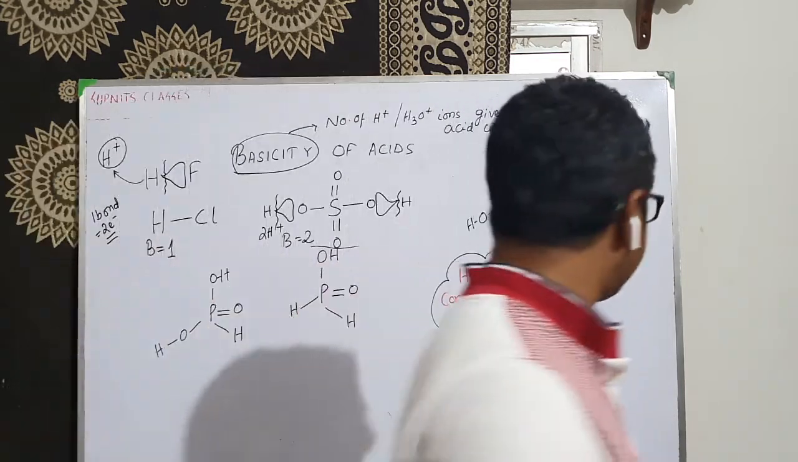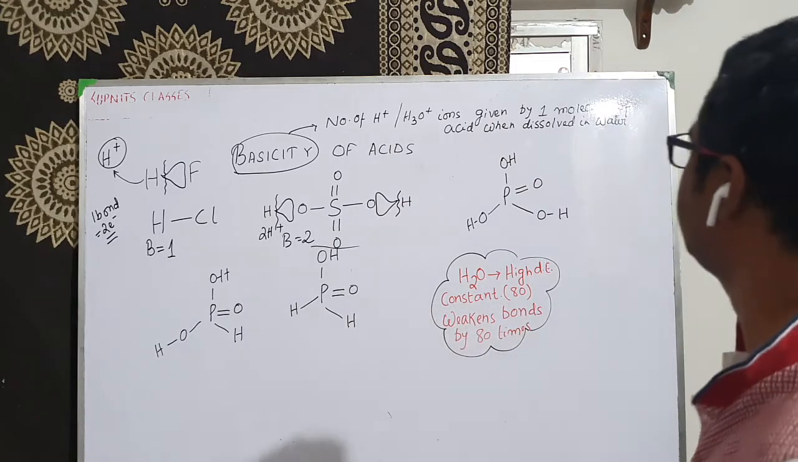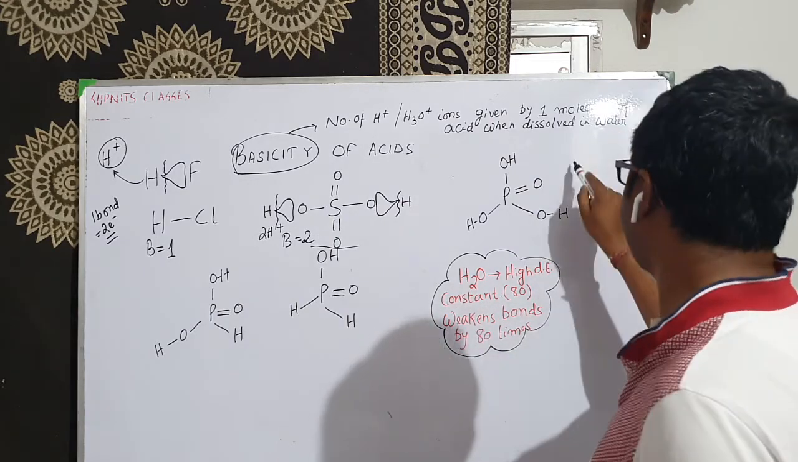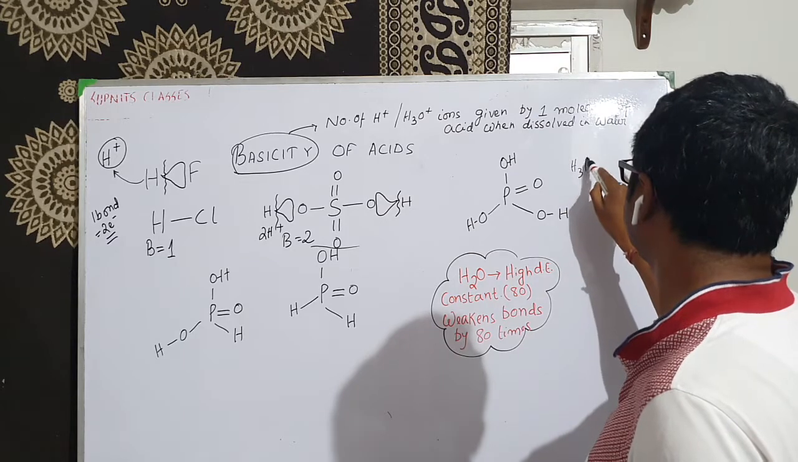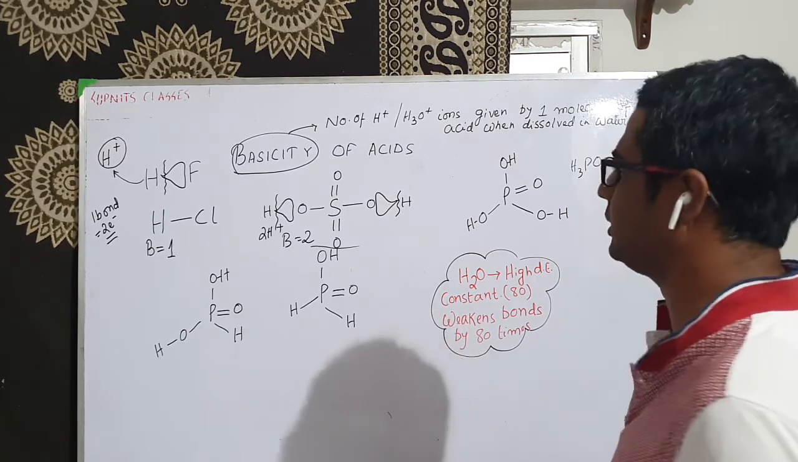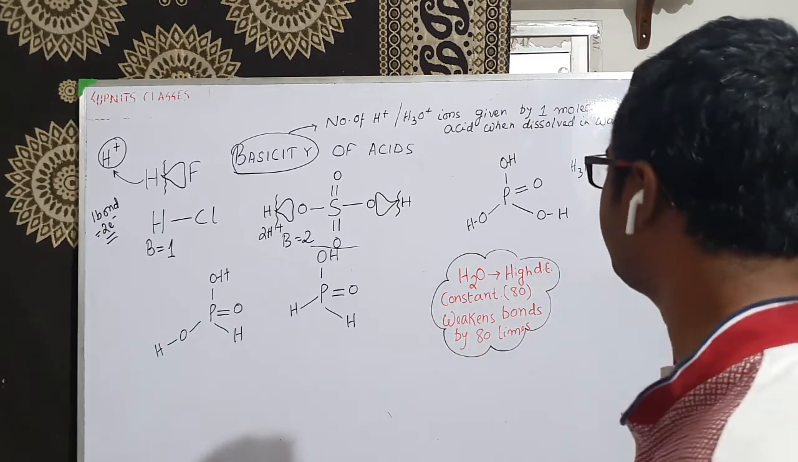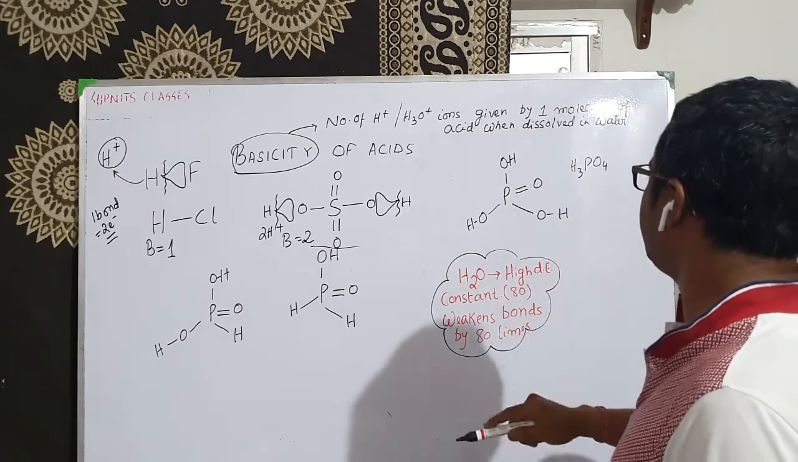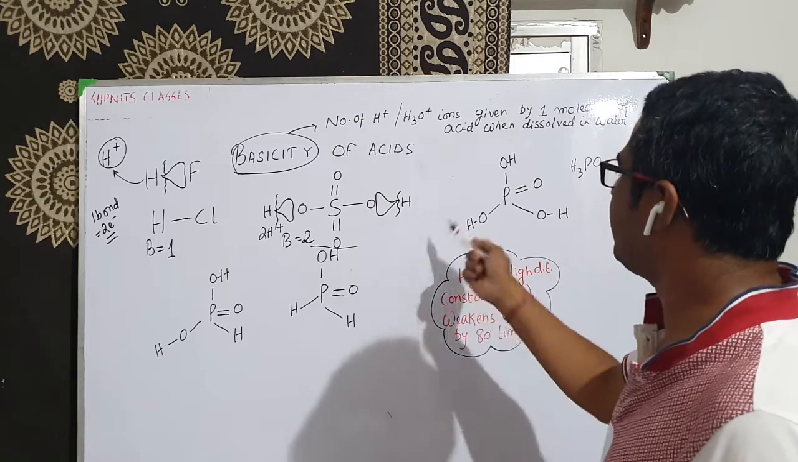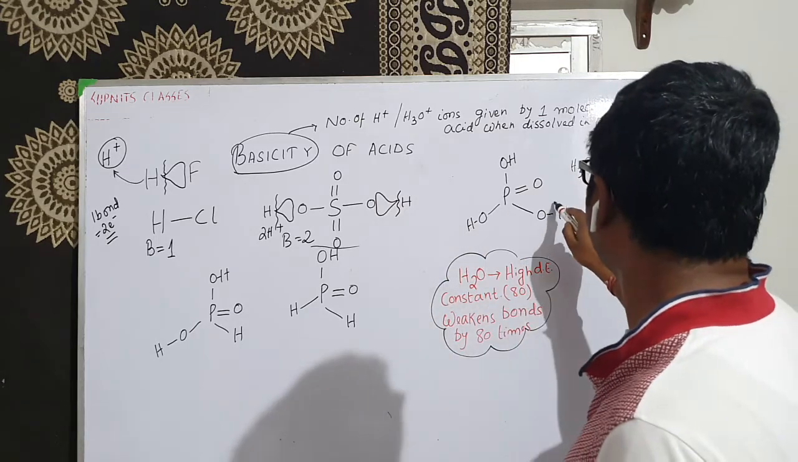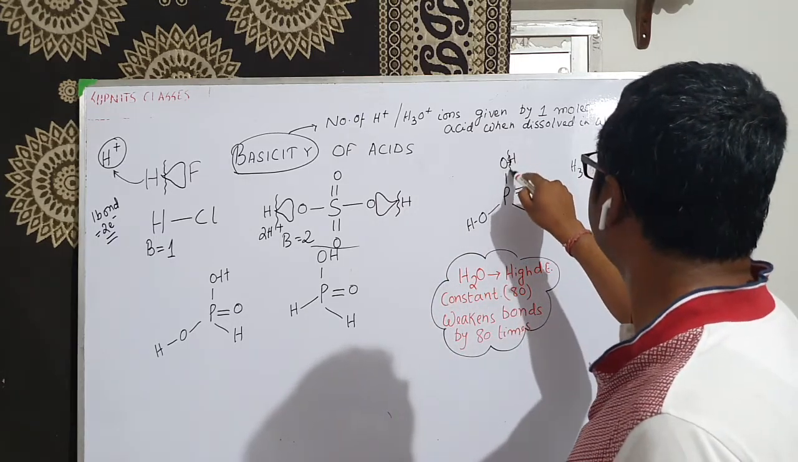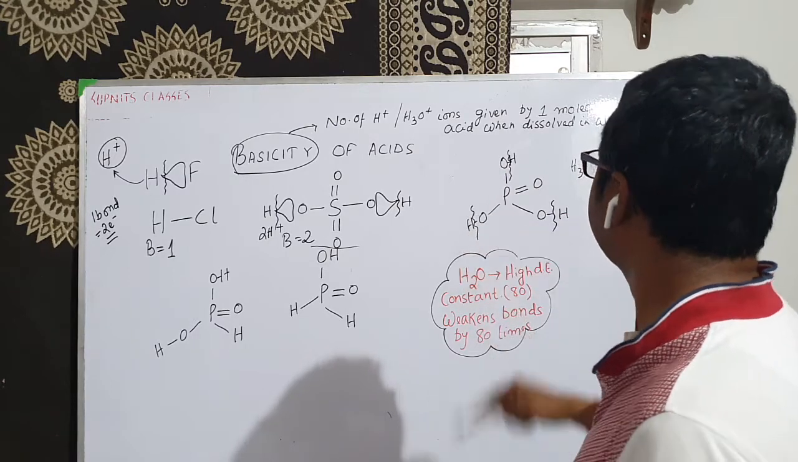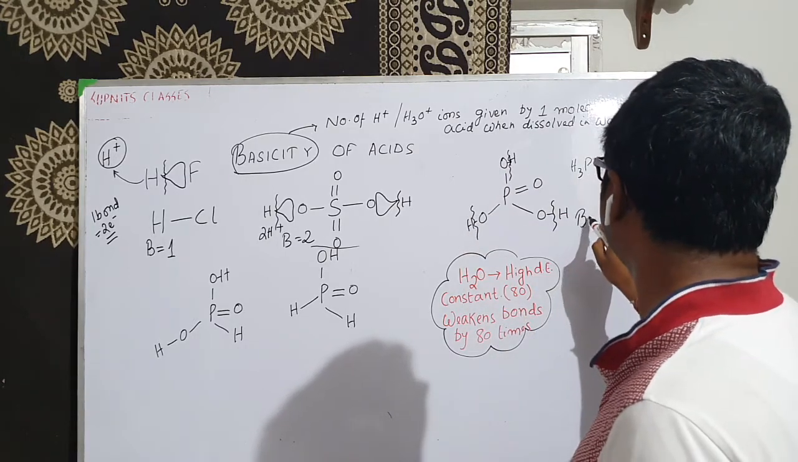Okay? Now coming to this one, this is phosphoric acid, H3PO4. Phosphoric acid, okay? H3PO4. So if you see this one right at this moment, the number of OH bonds are 3. This will break, this will break, and this will break. So its basicity will be 3.